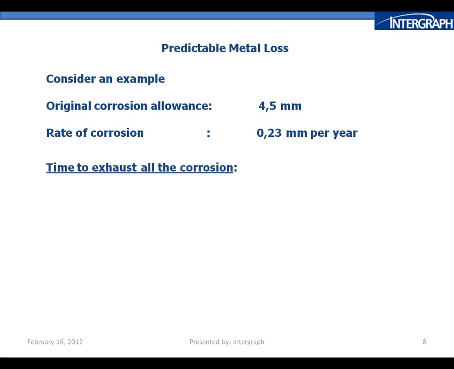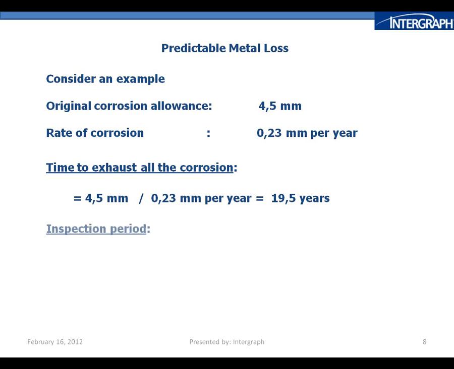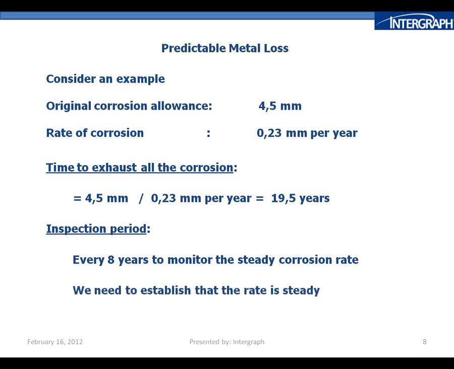So the time to exhaust all the corrosion allowance, we can figure this out. We take 4.5 millimeters and divide it by the corrosion rate, and then we say, well, we can use this vessel for another 19.5 years. So we'll set the inspection period, just arbitrarily, to every 8 years. We'll monitor the corrosion rate, just to see that it's still steady, because we need to establish the corrosion rate is steady. So regular inspections are required.